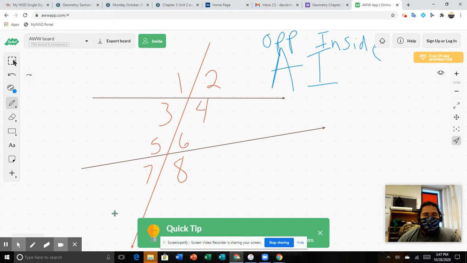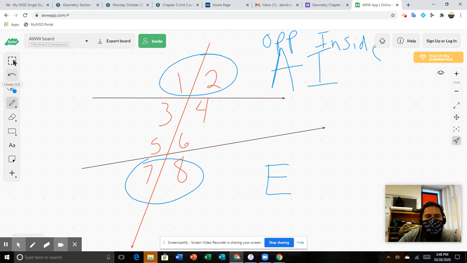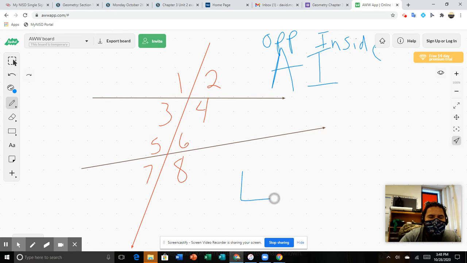Now, to talk about the angles that are on the outside. We just talked about the angles that are on the inside. Let's focus on these angles that are on the outside: angles 1, 2, 7, and 8. When we have angles on the outside, we call these exterior angles. Outside means exterior. So angles 1 and 2, 7 and 8 are exterior angles. Again, we call those outside.